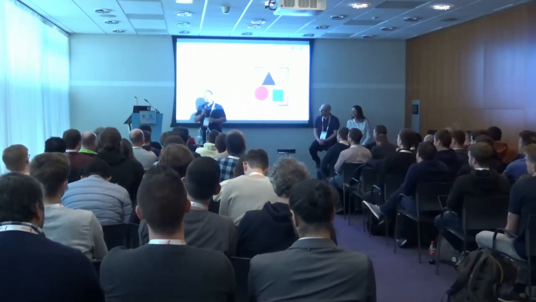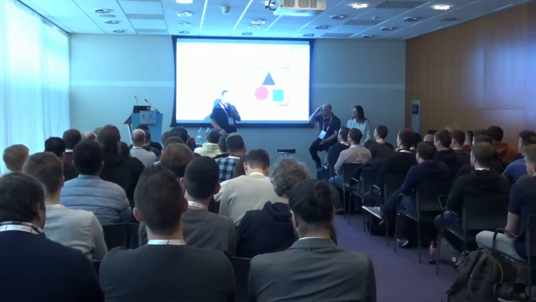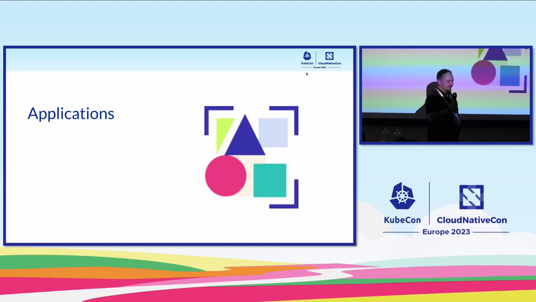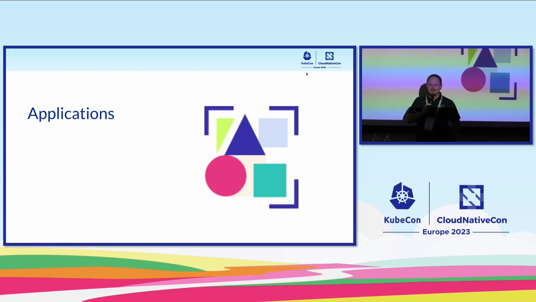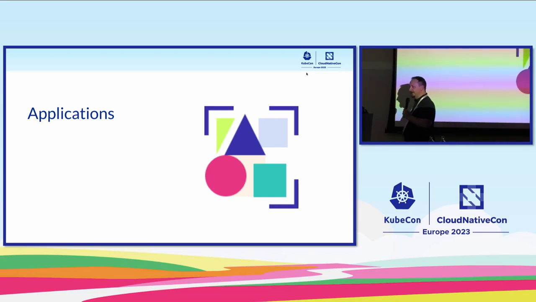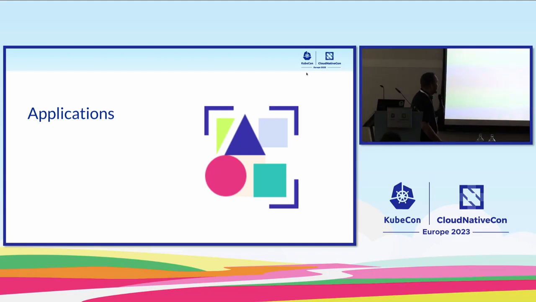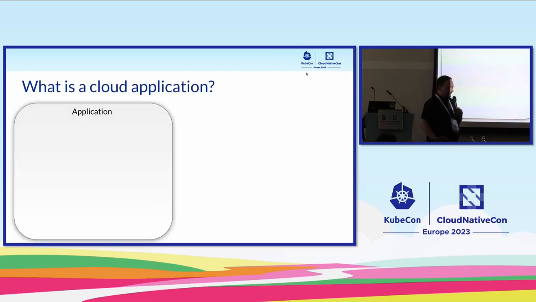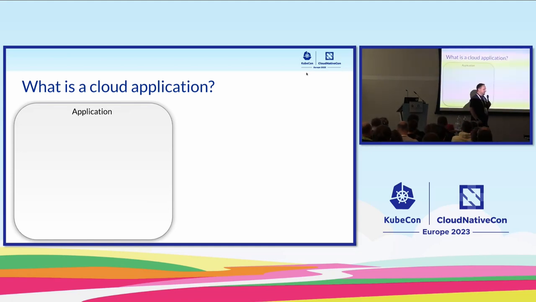As you heard now, it was a bit of an easy example. Normally when you talk to three people about applications, you get five opinions. And I think the same goes for applications in a Kubernetes environment. At the moment, at least in my opinion, there's not a really clear definition of what an application is. So in the first step, I just want to show a bit how cloud native applications are described normally.